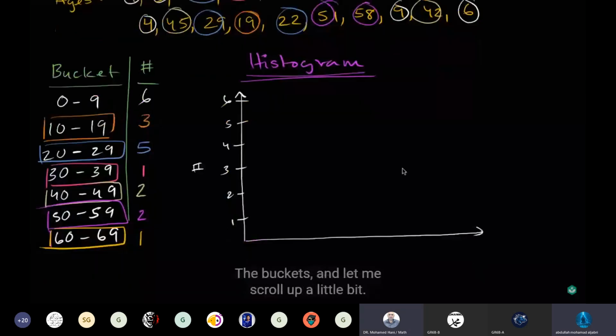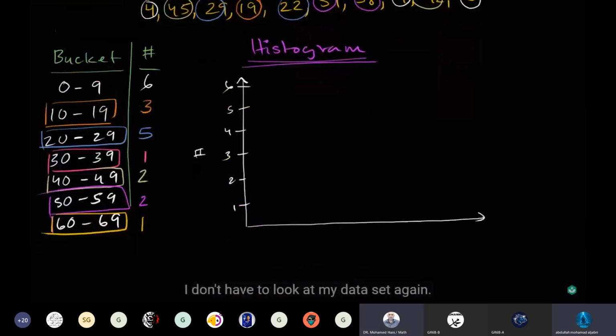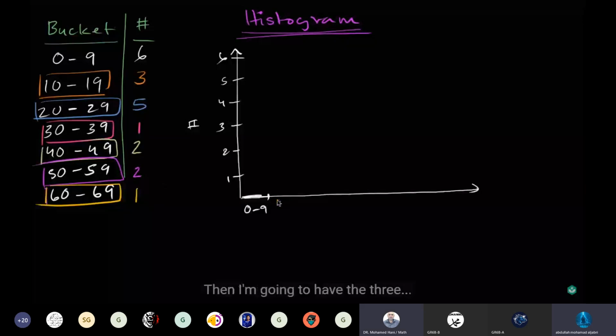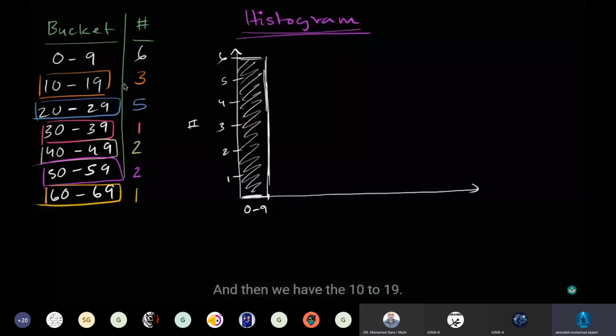Now that I have my data here, I don't have to look at my data set again. I'm going to do the 0 to 9 bucket right over here. 0 to 9, there are 6 people, so I'll just plot it like that. And then we have 10 to 19. There are 3 people, so I'll do a bar like this.